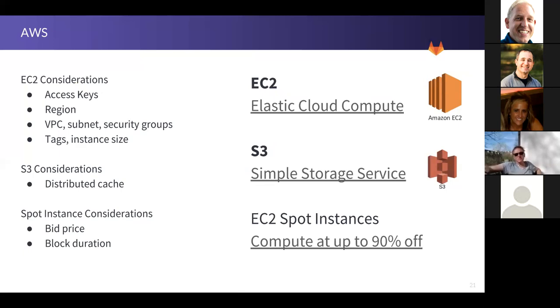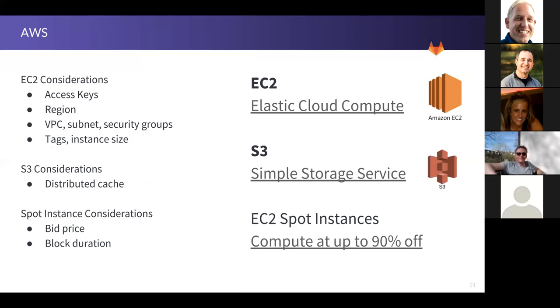So S3 is the 3 S's or simple storage service. And basically this gives you a really easy way to handle the distributed cache problem that I was talking about earlier. So if I specify that all of the runner caches go into S3, then I just very simply am able to share that cache among runners.